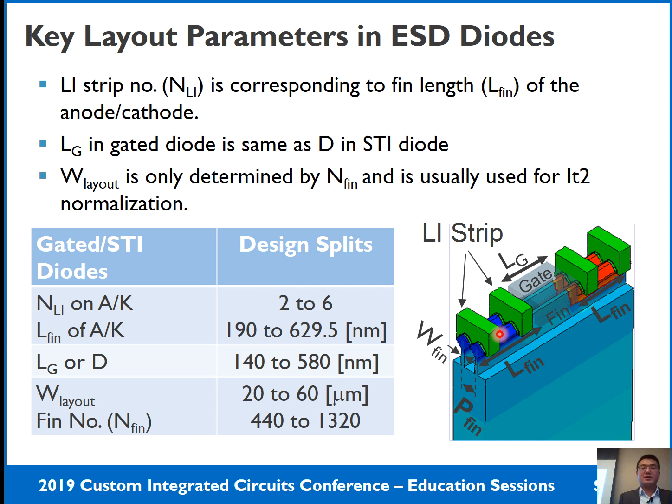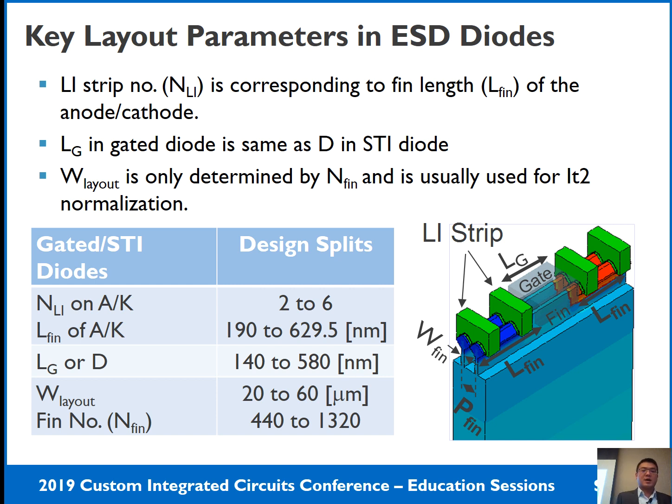The second parameter is the gate length in the gated diode, which is designed the same as the anode-cathode distance in the STI diode. The third layout parameter is the layout width. With a fixed fin width and fin pitch, the layout width is only determined by the fin number, and it's usually used for It2 modularization. The more detailed design split is shown here.